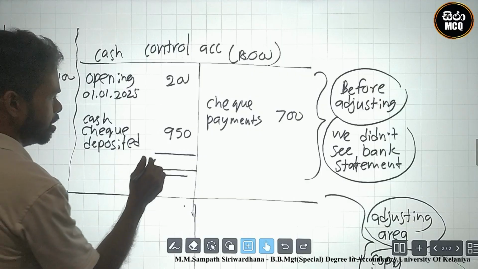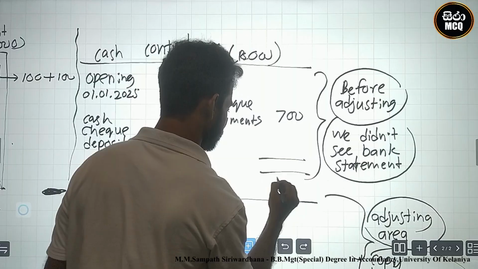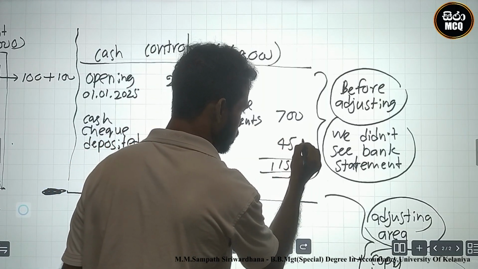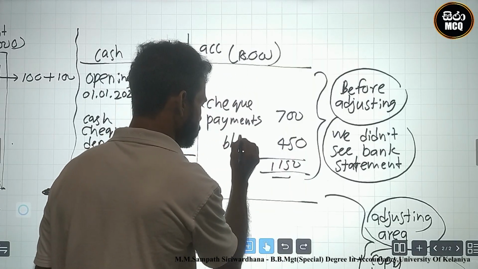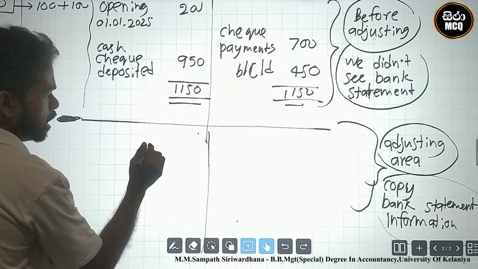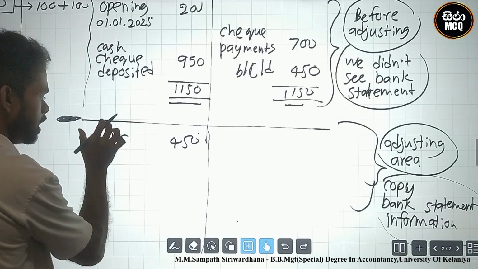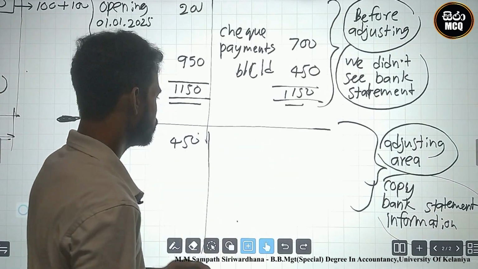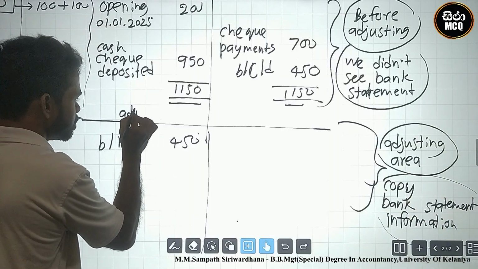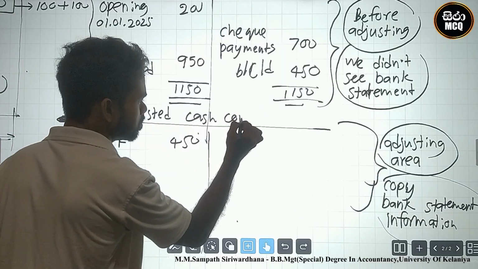Therefore, I prepare the current balance of this account, current balance of cash control. Okay, this is the non-adjusting area. Therefore, 1150, there is 450, balance carried down. This is the current situation. This is the balance forward, balance 450, balance forward. There is an adjusting area of cash. Write this, adjusted cash control is there. Cash control.